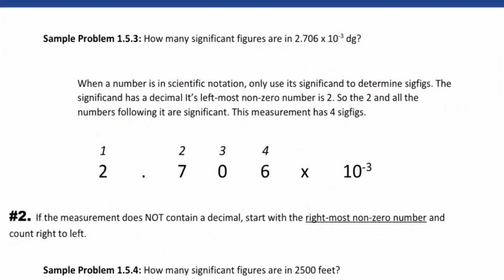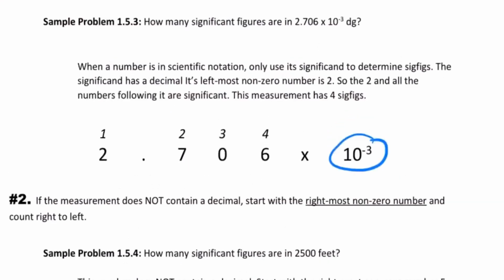And we can even do this with scientific notation. Notice that in scientific notation, the exponent does not play a role in sig figs. The exponent just tells you about placeholders. It's not about measurement, okay? So we're just going to look at the significant digits. It has a decimal. So we are going to measure from the first non-zero digit, which is the 2, all the way to the right. 1, 2, 3, 4. And when I say all the way to the right, I do not mean counting the exponential. Of course, the exponential is crucial in understanding the value of this number, but not in determining sig figs. So this number has 4 sig figs.